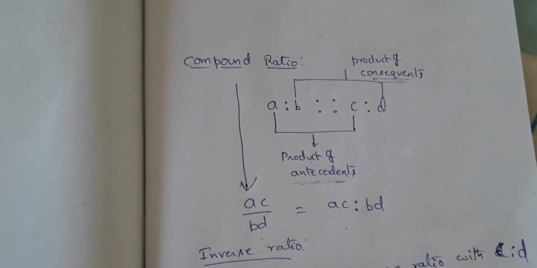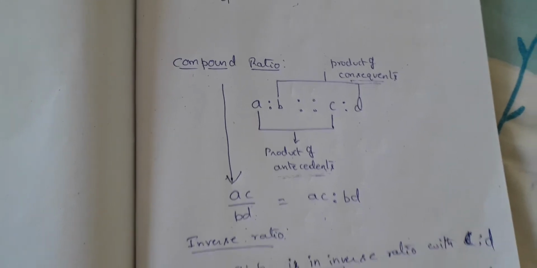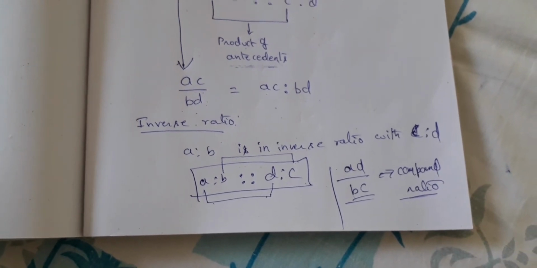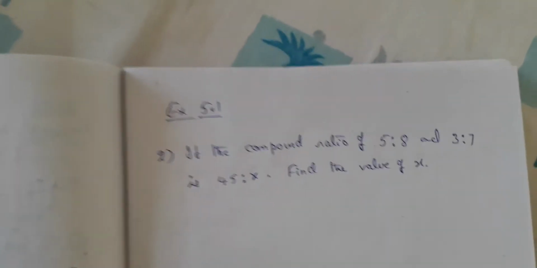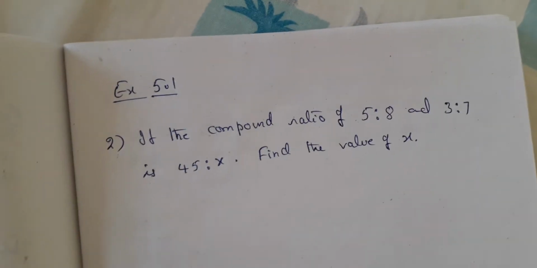Second part, compound ratio. Now third part, inverse compound ratio. Okay. Now let me take an example here, from exercise 5.1.